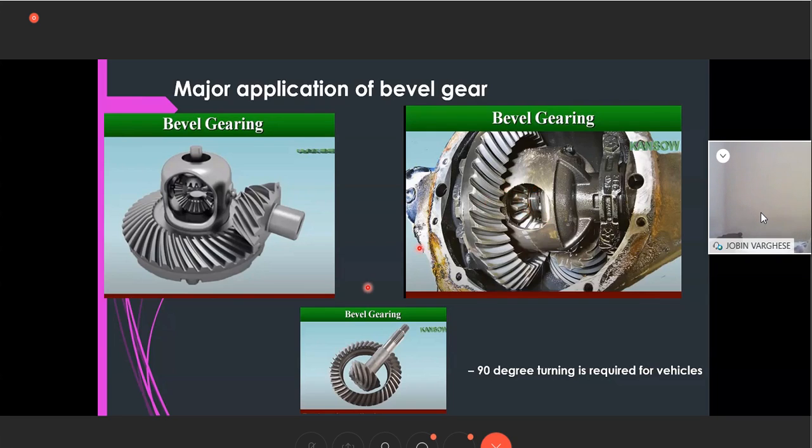The major reason is that the power from the engine will be coming to one point, and that should be distributed to two wheels. That's what you can see here. The power, the shaft, comes to this one from the engine, then it is distributed to two wheels. So there is a 90 degree division of the power, or supply of the power. As a result, this is mostly used in the differential.